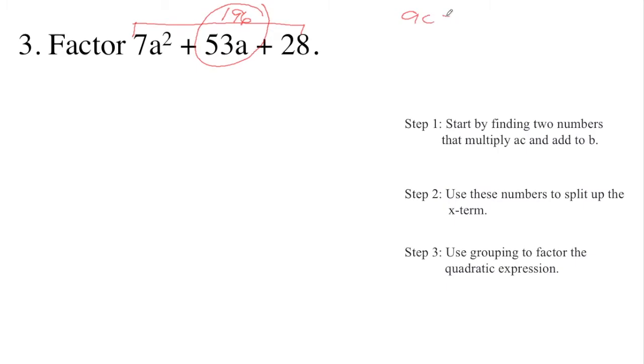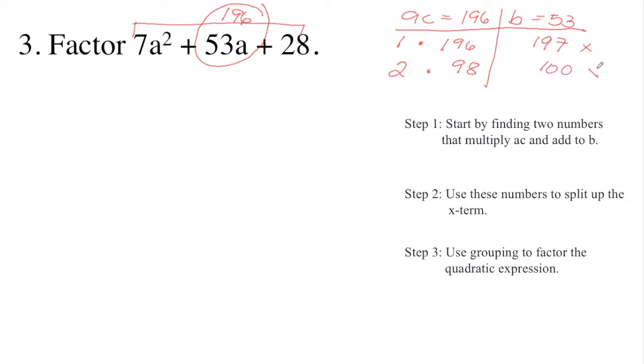So AC equals 196 and B is 53. So let's start with 1. 1 times 196, and if you add, that is 197. Alright, next, is 196 divisible by 2? Yes, so this is 2 times 98. And if you add, this is 100, and these are not the numbers that we are looking for.